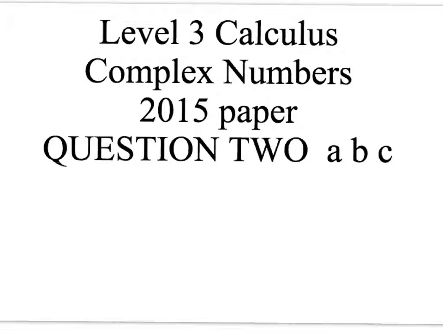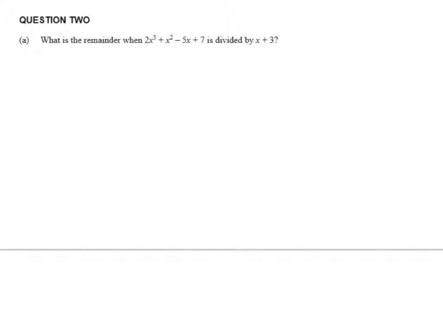This is the first part of question 2 of the 2015 complex numbers paper. In here we've got 2 achieved questions and a merit question. As usual, have a go at them before I go through them. Okay, first question. What is the remainder when 2x cubed plus x squared, this thing here, is divided by x plus 3?